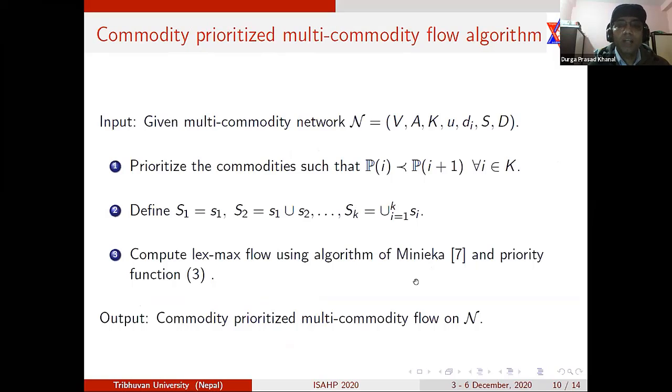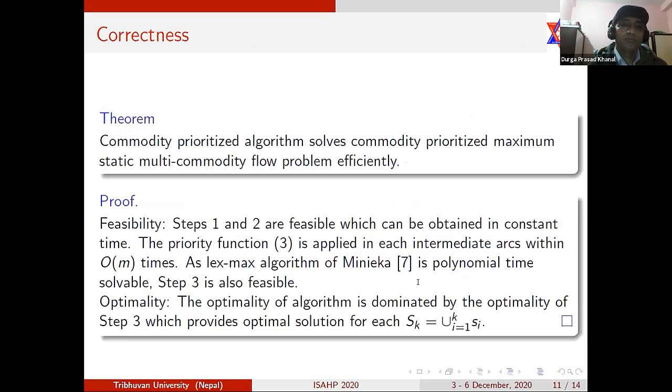To solve the problem, here is an algorithm. Our input is the network N. In the first step, we prioritize the commodities as we discussed previously. In the second step, we give the set inclusions, taking S1 as the set of sources of the first commodity, S2 as the set of sources of the second commodity, and so on. In the third step, we use the Ford-Fulkerson max-flow algorithm together with our priority function, equation 3, as we discussed previously. And our output is a prioritized multi-commodity flow in the given network N.